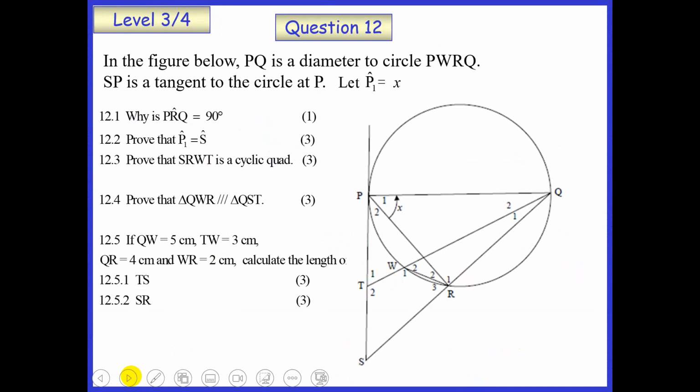Okay, we're going to take another question, or last question on similarity. Reading the question: in the figure, PQ is the diameter. If PQ is the diameter, immediately the theorem I'm thinking of is angle in the semicircle, which is R1 should be 90. SP is a tangent. If SP is a tangent, I'm thinking tan chord theorem. That would give me P2 would be equal to the angle of Q. So I'm just trying to point out certain things before we go on.